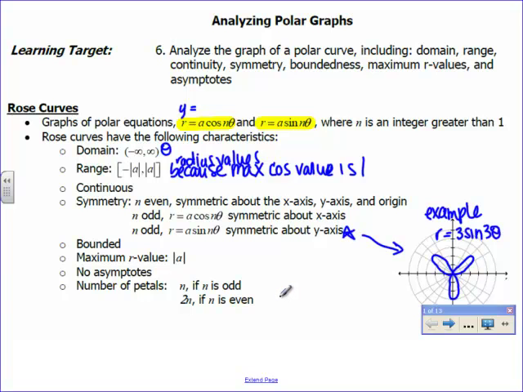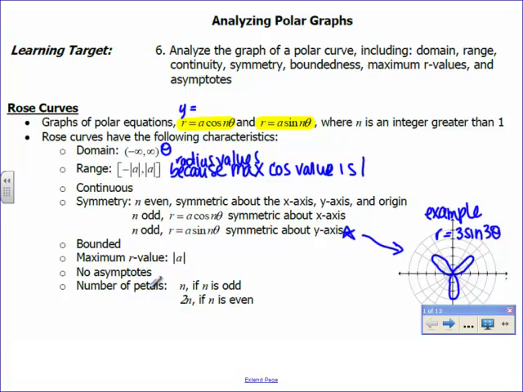You see that here in our picture, if you look at our example. All of the graphs are bounded, meaning they're not going to extend past that max r value, which happens to be the absolute value of a. Whatever your highest value in your range is going to be your max r value. There will be no asymptotes whatsoever.